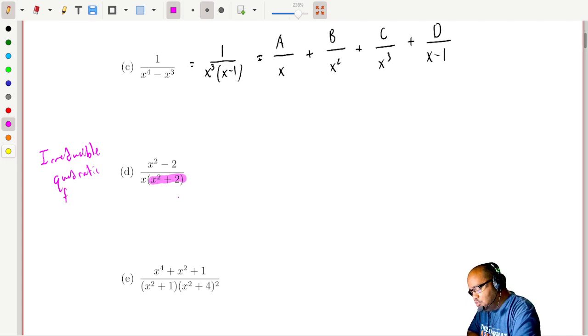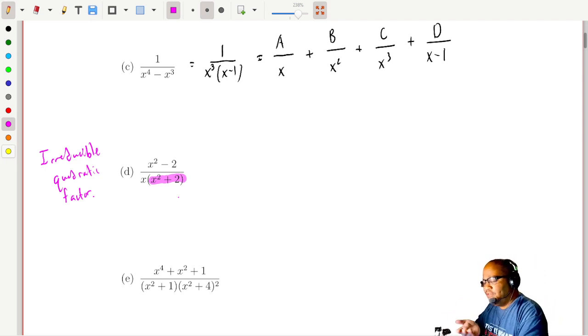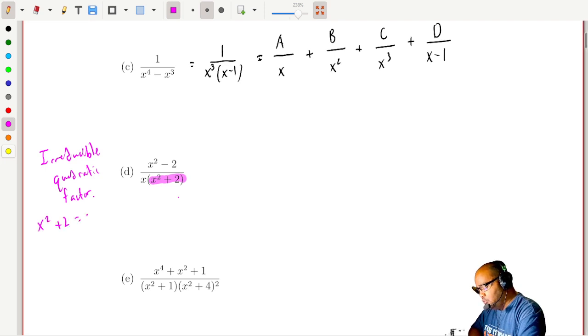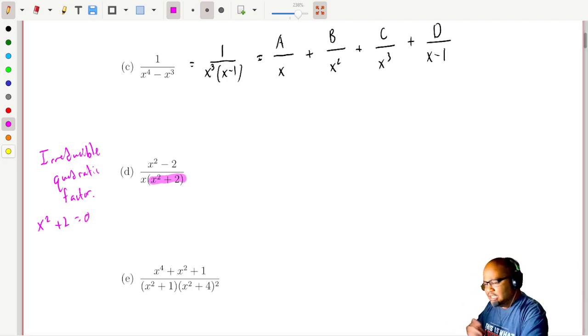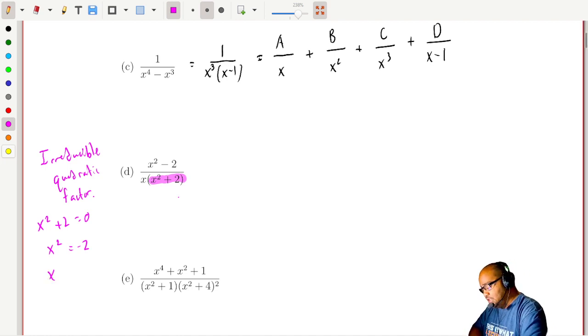Now, I won't get into the gory details on what irreducible really means, but it basically says you cannot factor this over the real numbers. So if you're trying to find the zeros of that, x squared plus 2 equals 0, well, we can subtract 2, and if I take square roots, the square root of a negative number isn't a real number. It's in fact a complex number. So the zeros that come out of this would be plus or minus i times the square root of 2.